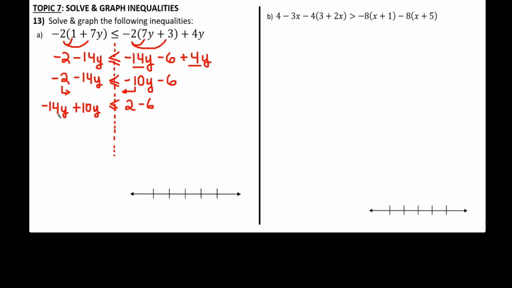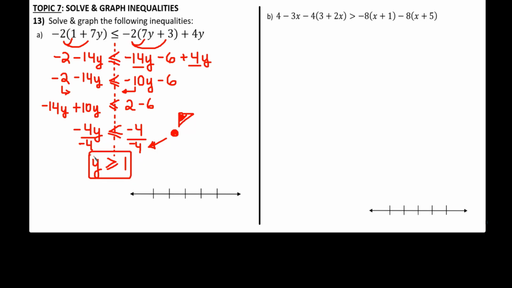All right, so now we have negative 14 plus 10 is negative 4y less or equal to 2 minus 6 is negative 4. And now we're going to get the letter y alone by dividing both sides by negative 4. So now we got the y alone, so y. Now you need to remember a very important rule of inequality that says if you divide by a negative number, you must flip the inequality sign. So since I'm dividing by a negative number, I'm going to flip the inequality sign, and negative 4 divided by negative 4 is positive 1.